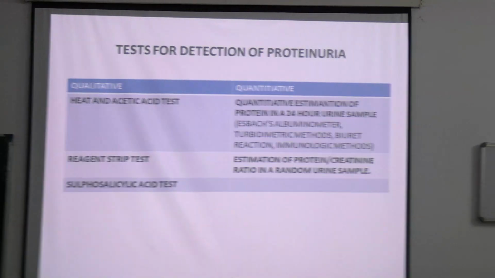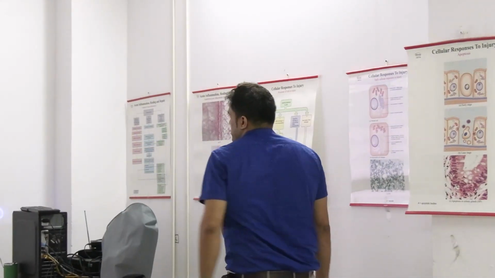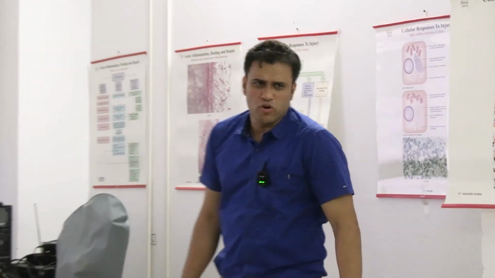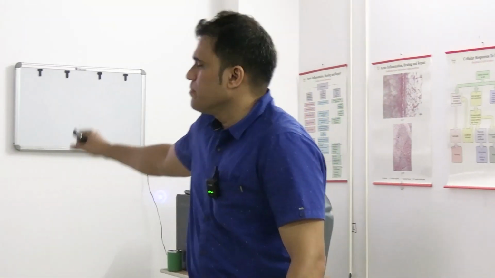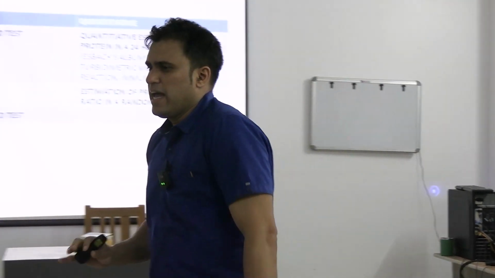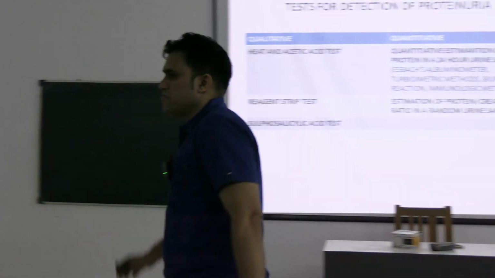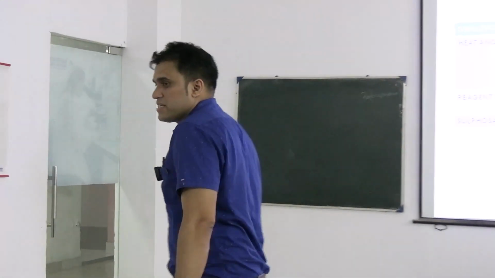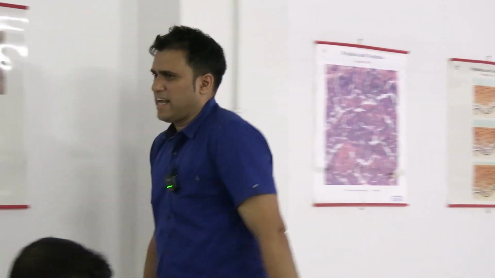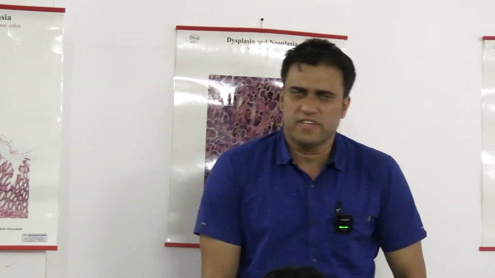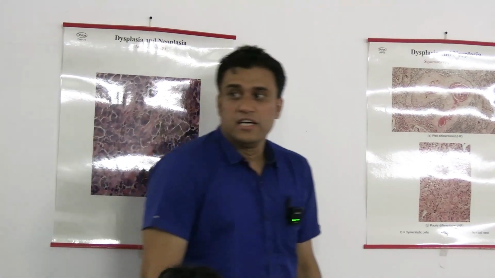And then you have one more, estimation of protein creatinine ratio in a random urine sample. Just remember the name. So if they ask what method, do not just say heat and acetic acid. Say qualitative estimation and quantitative estimation. What comes under qualitative estimation, what comes under quantitative estimation. Just know the names, okay?